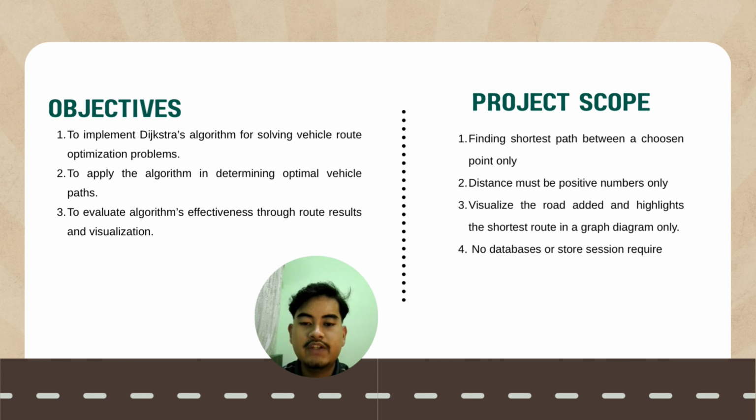The objectives of this project are to implement the Dijkstra algorithm for solving vehicle route optimization problems, to apply the algorithm in determining optimal vehicle paths, and to evaluate the algorithm's effectiveness through route results and visualization.